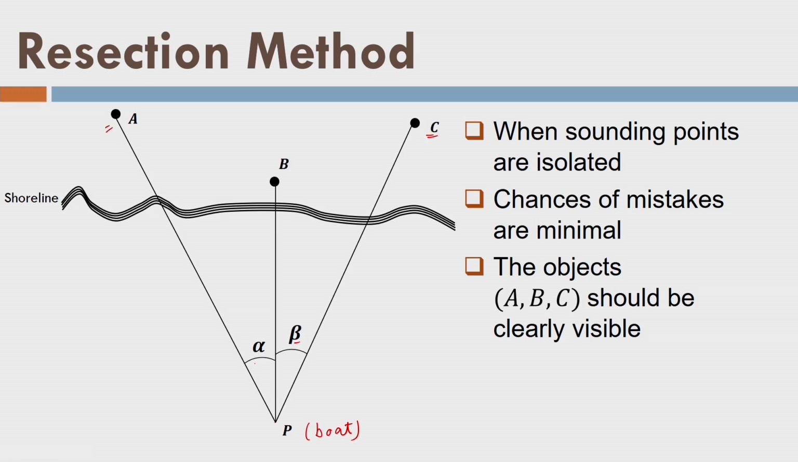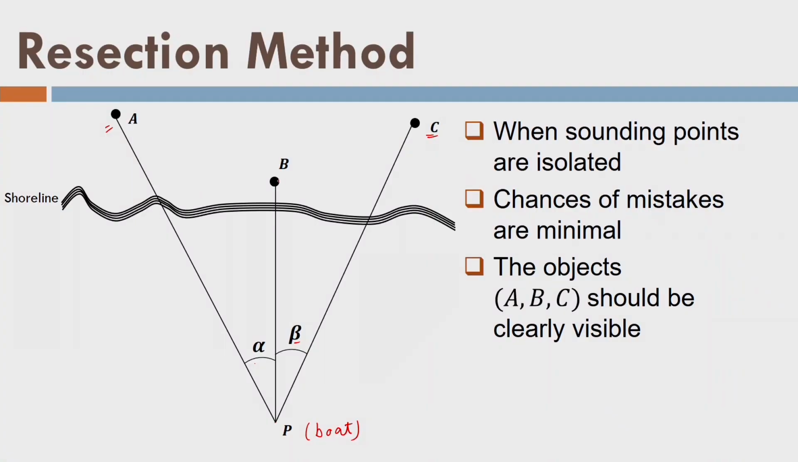What does it mean? I know the coordinates of A and C in the map, and they are on the shoreline, permanent in nature. So, I am making this point B as the reference point, and around that point B I am measuring two angles, alpha and beta, by sighting A and C from the boat. I am using the sextant here. This method is the resection method.